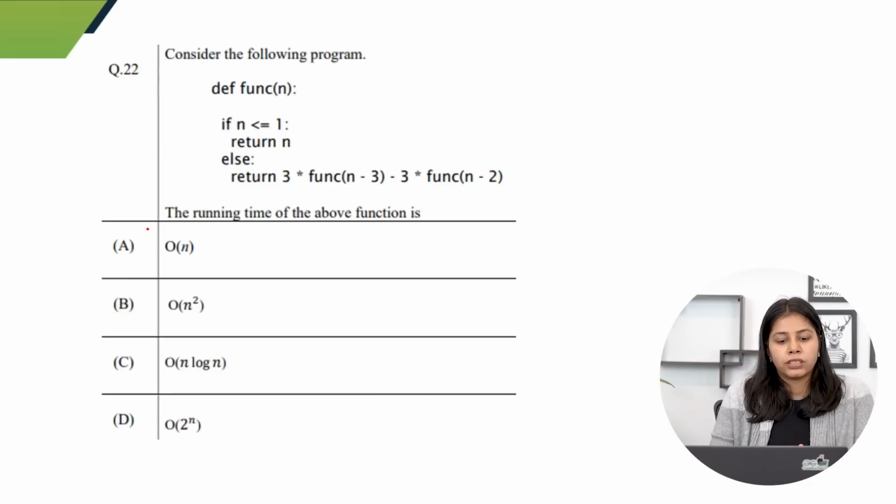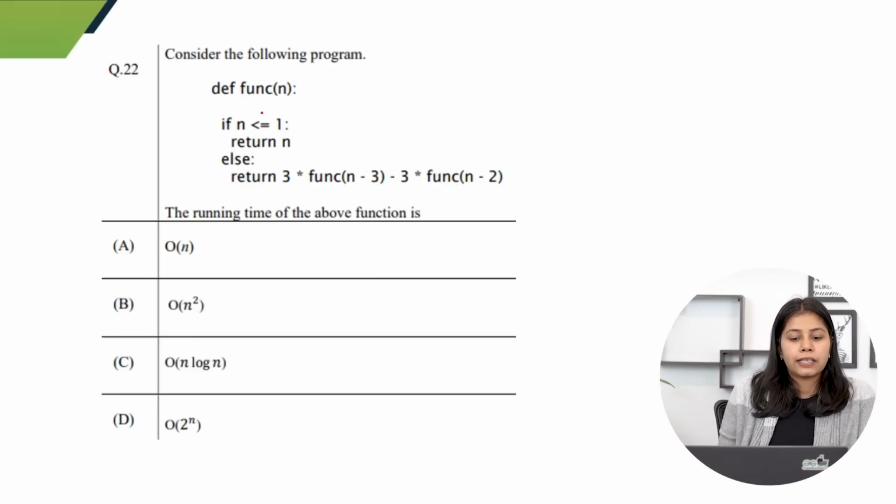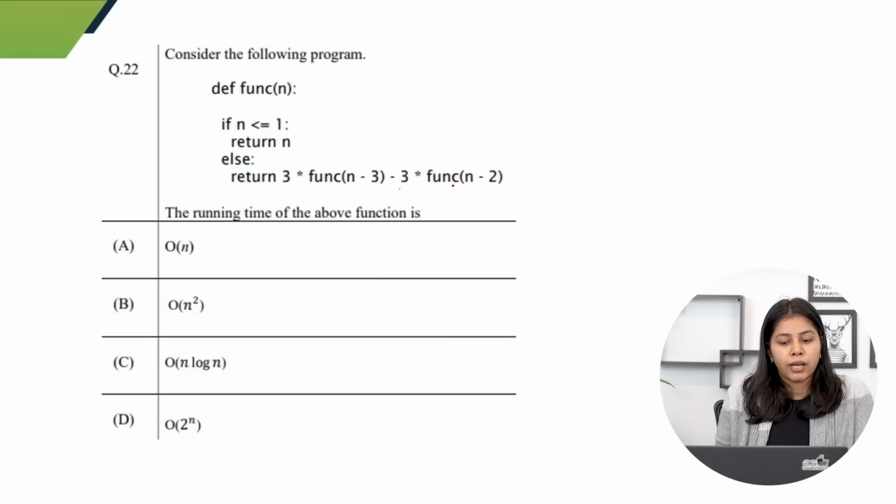Okay, so this is the next question. It says that consider the following program. So we have given a definition of a function and it takes an integer n. If n is less than or equal to 1, then it returns n, else return 3 into function of n minus 3 minus 3 into function of n minus 2. So that means this is a recursive function. We have to use n minus 3, and we have to apply the function definition, and we have to use n minus 2. We have to use the function definition.